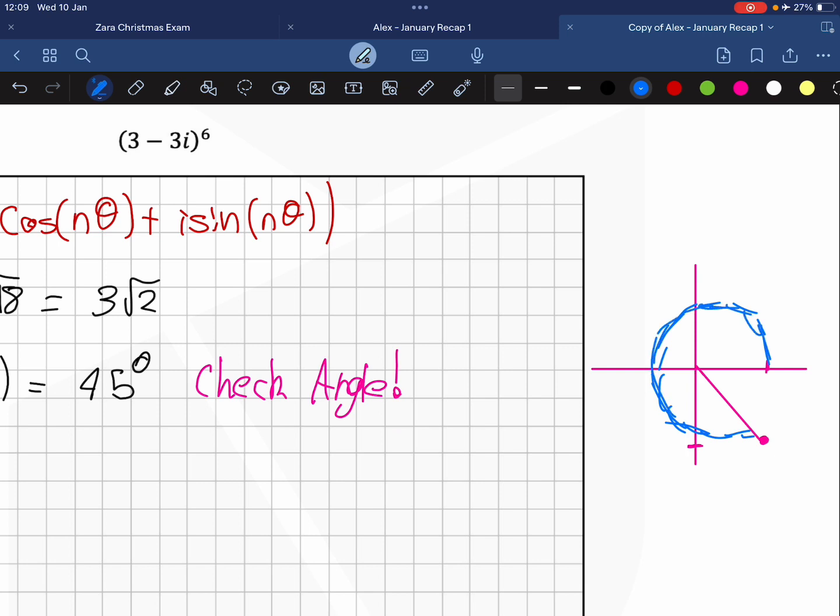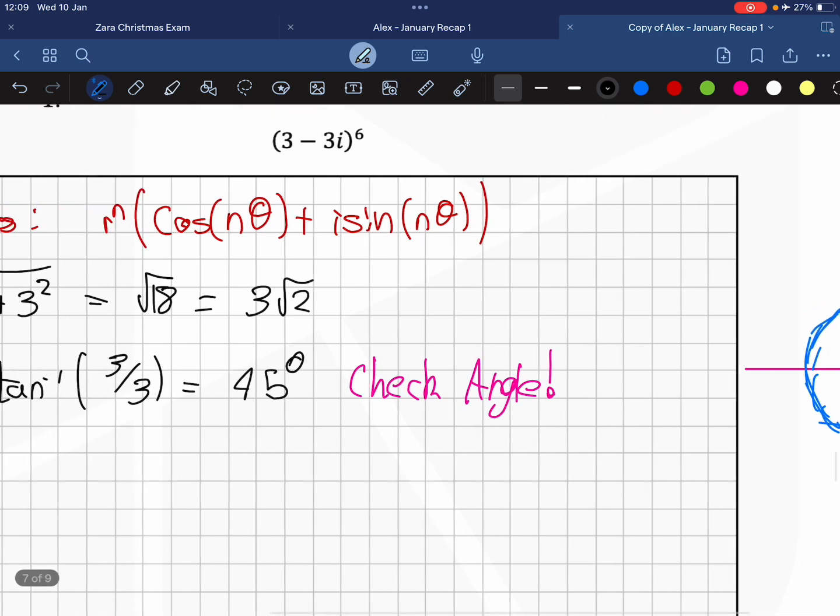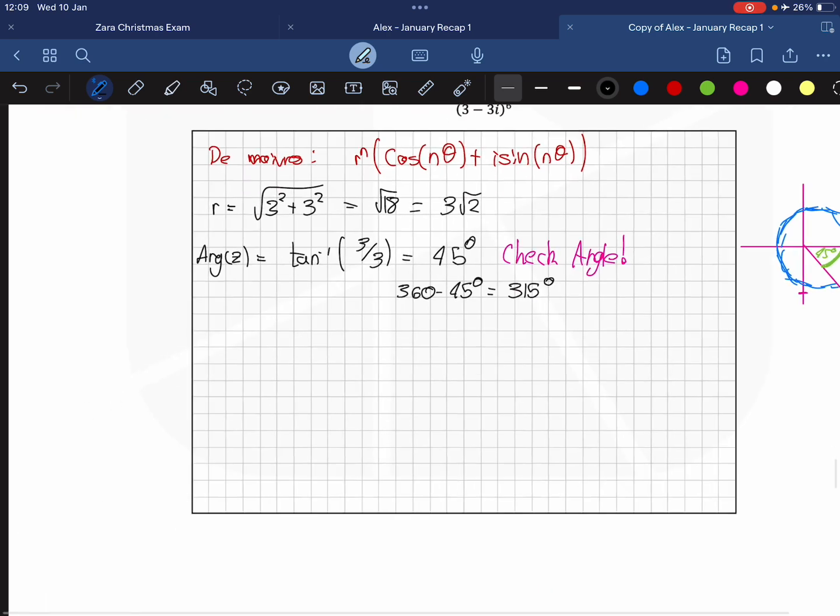So we can do that, or we realize that when we do the tan function, we found this. So this is 45. So what we have to do is 360 minus 45. So if we do that, we're at 360 minus 45 degrees, which is equal to 315 degrees. Now we're just going to be plugging in everything.